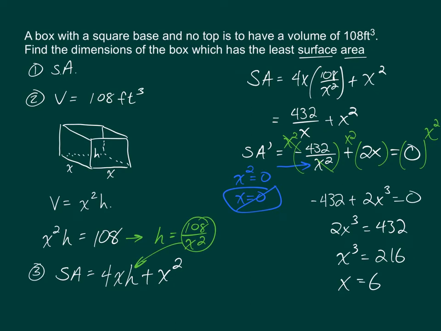So what that means now is 6 feet. What that means now is that each dimension here for the base is 6 feet. So we have a bottom of this box that is 6 feet by 6 feet. And if we take this value and substitute it back in here for x, we can easily find the height. The height would be 3 feet.